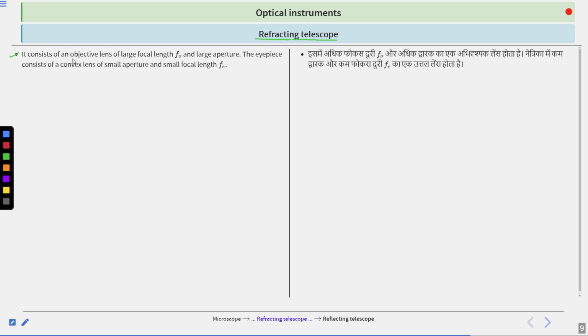It consists of an objective lens of large focal length FO and large aperture. The eyepiece consists of a convex lens of small aperture and small focal length Fe. So listen carefully. In a refracting telescope, there are two lenses. First one is the objective lens, whose focal length is large and denoted by FO, and aperture is also large. And the second lens is the eyepiece, a convex lens with small aperture and small focal length denoted by Fe. Clear?